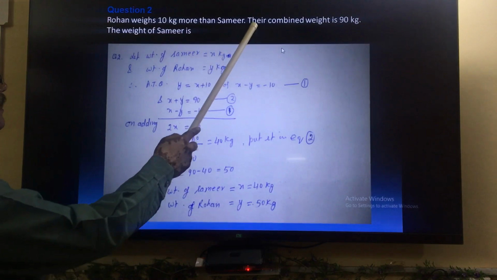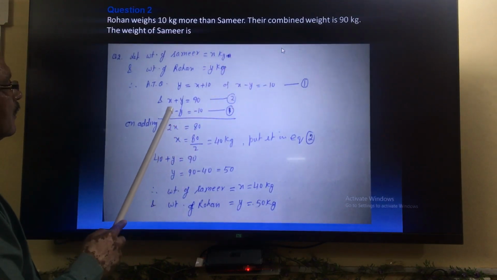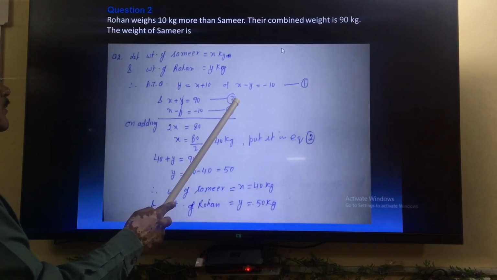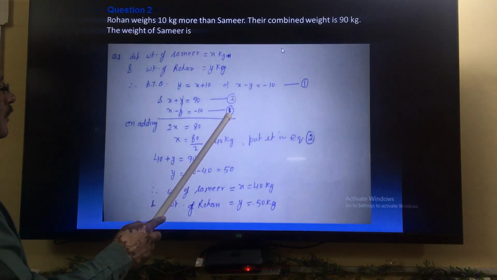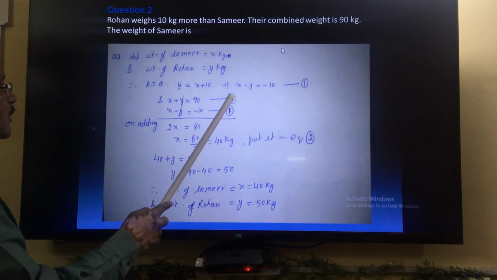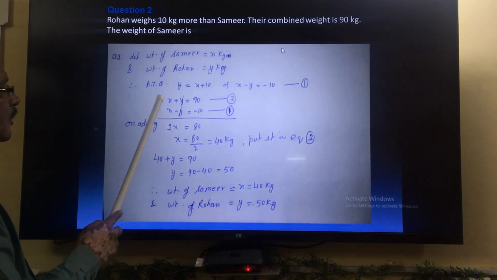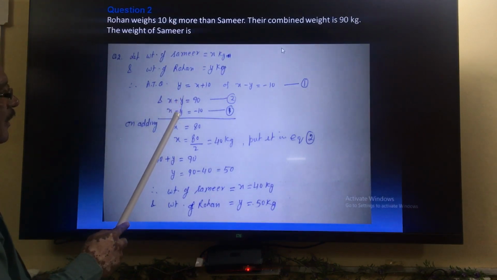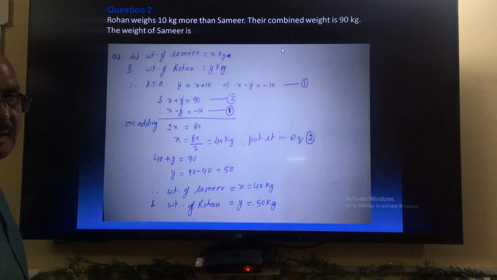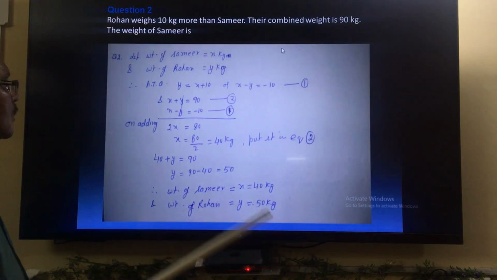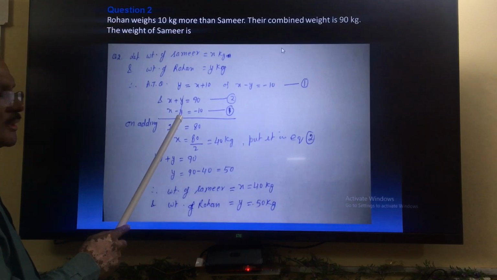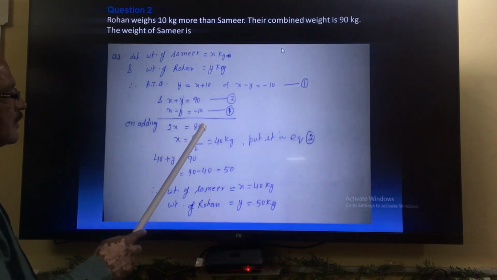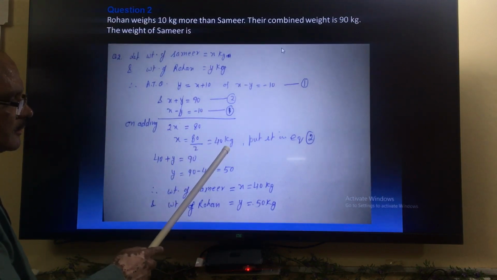And the second equation is the combined weight, means x plus y is equal to 90. This is our second equation. Below this second equation, we will write the first equation. We are observing in these two equations, the coefficient of x is equal and the coefficient of y is also equal, but in case of y, opposite signs are there, and whenever there are opposite signs, we add the equations. By adding, the y coefficients will cancel and we will get x plus x is equal to 2x and 90 minus 10 is equal to 80. So x will be equal to 40 kg.